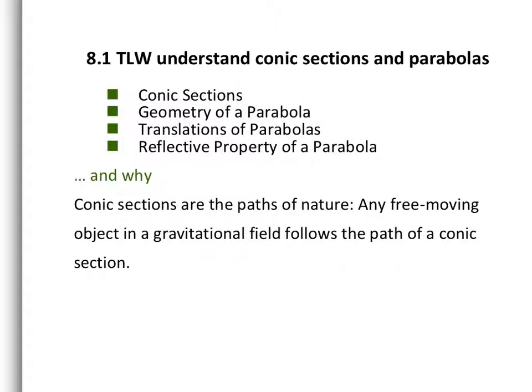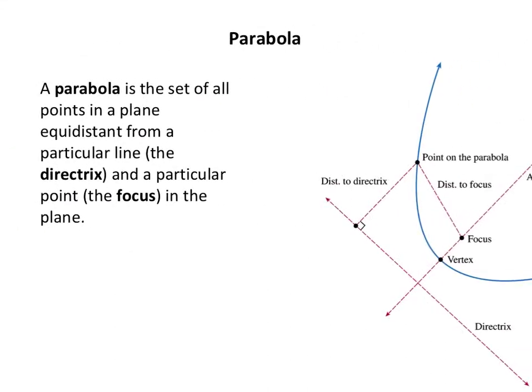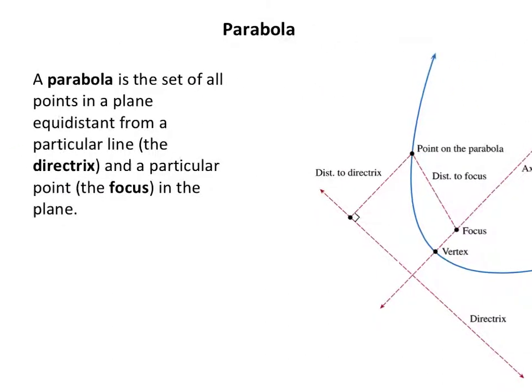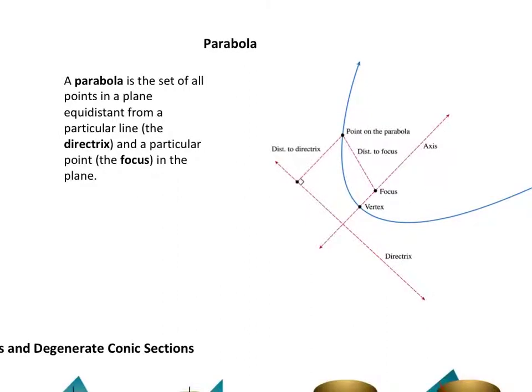Okay, so, parabola. A parabola is the set of all points in a plane equidistant from a particular line, that is, the directrix, and a particular point, the focus, in the plane. So if you look, here's our parabola, focus, directrix. This distance is equal to this distance, okay? You've seen parabolas a lot. These are just specific points of it.